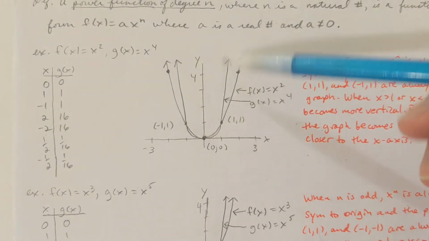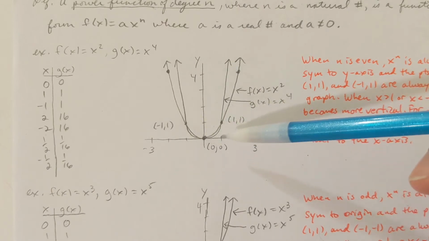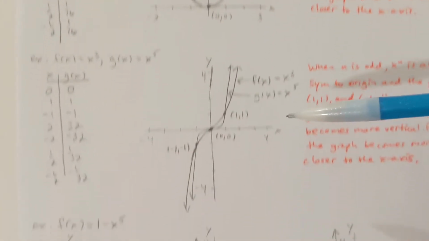I'd have something that's more vertical, and something that's closer to the x-axis in between 1 and negative 1.